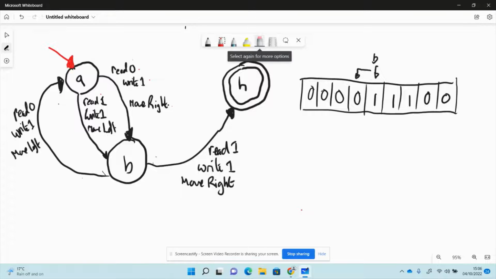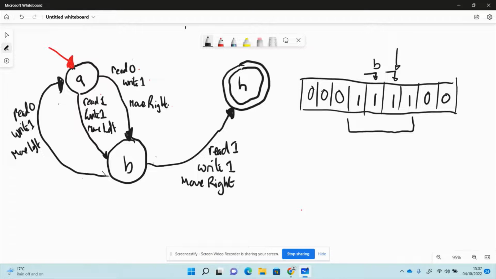We're now there. So we're back in state A. We're in state A, we read 0, we write 1, and we move right. So this one's becoming a 1, and we're going to move back here to the right. We're now in state B. So we're in state B, we read 1, write 1, we move right. So my head's going to end up here, and we've halted in the halting state. So we've written 4 1s on the tape.